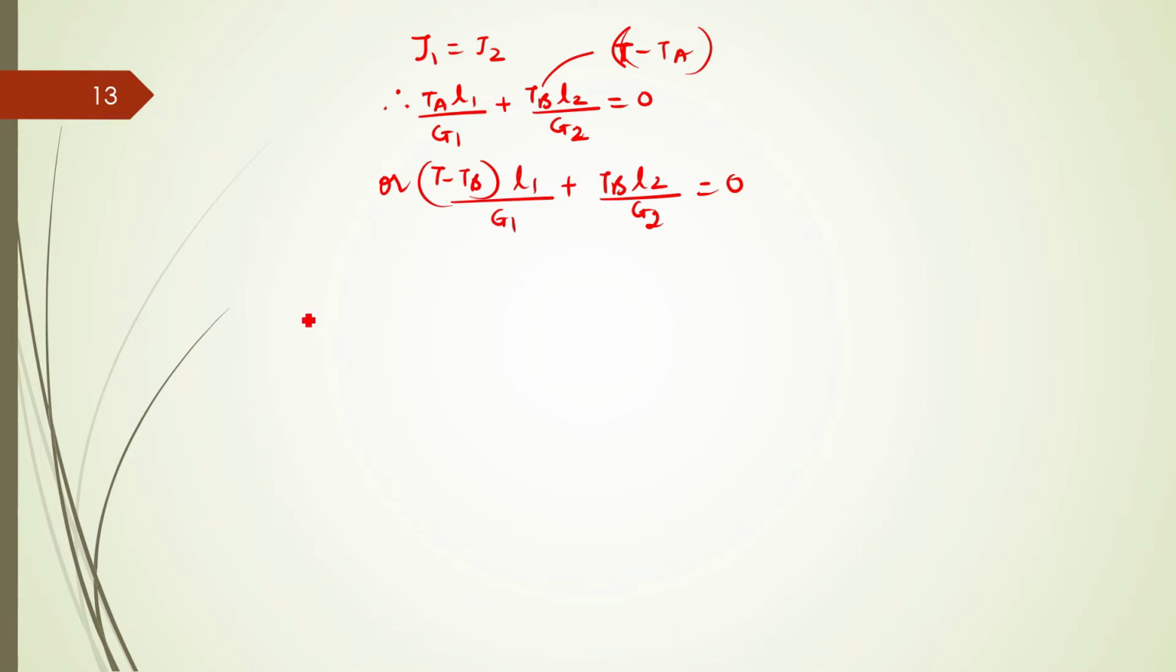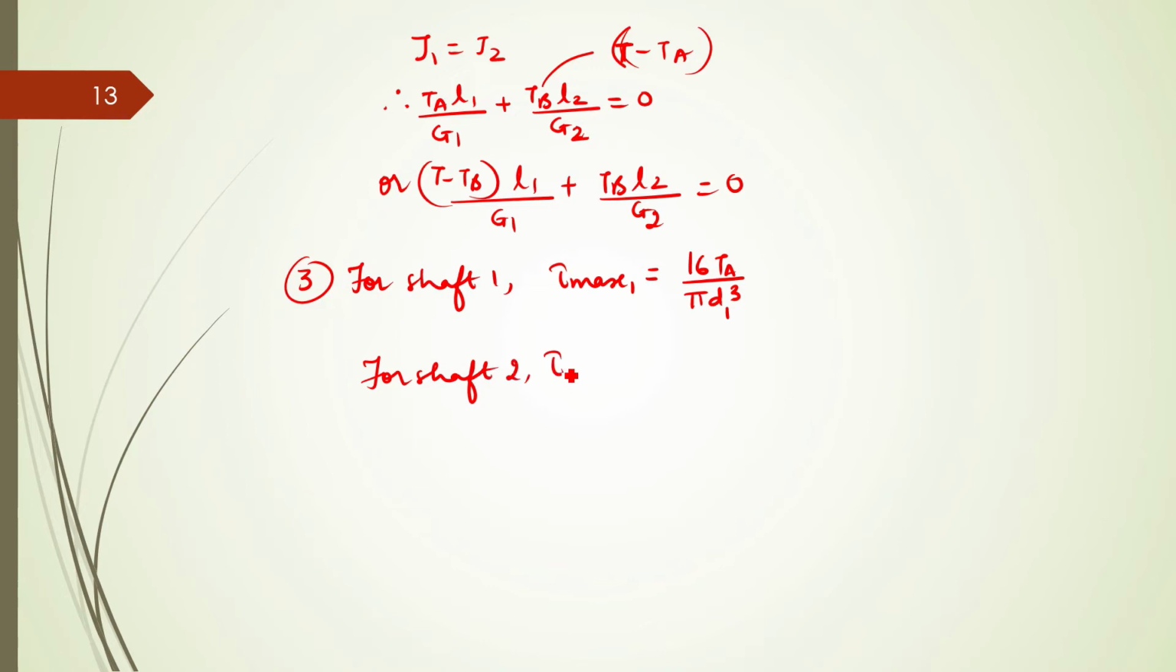Now we should know the equation for maximum shear stress. So for shaft 1, I am calculating tau max 1. It is 16 T upon pi d cube. Now the diameter is say d1, and the torque for the first shaft, between A to C, is TA. For shaft 2, tau max 2 can be calculated as 16 TB upon pi d2 cube. So this is the way for solving for an indeterminate shaft.